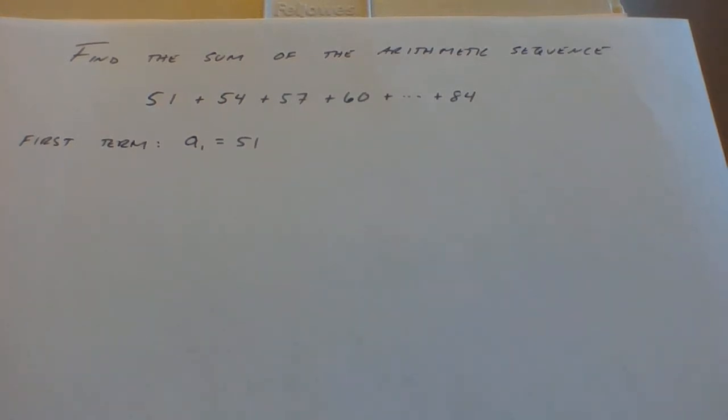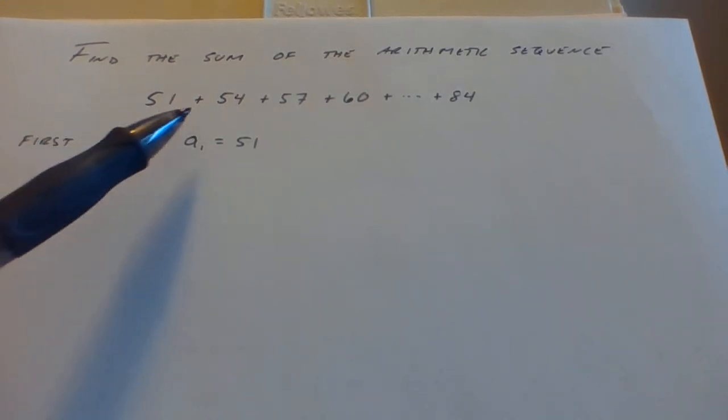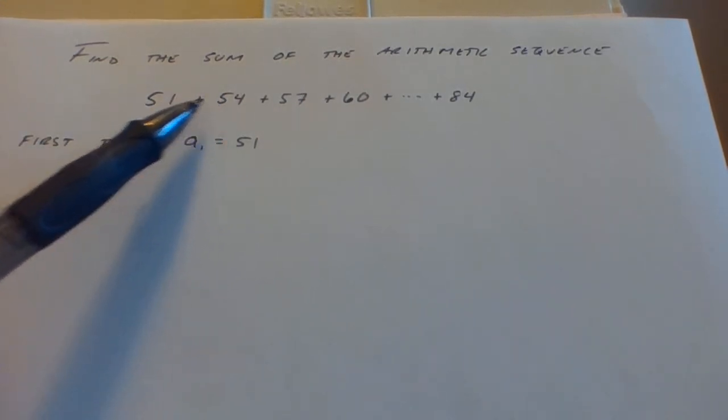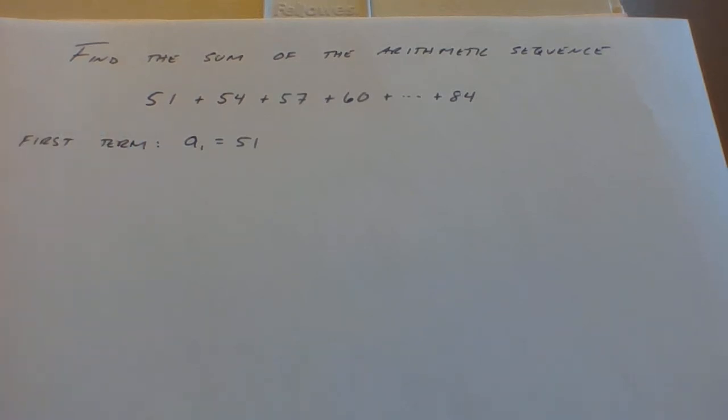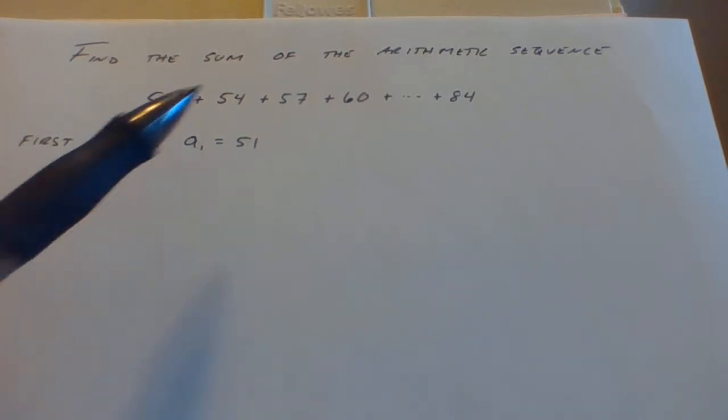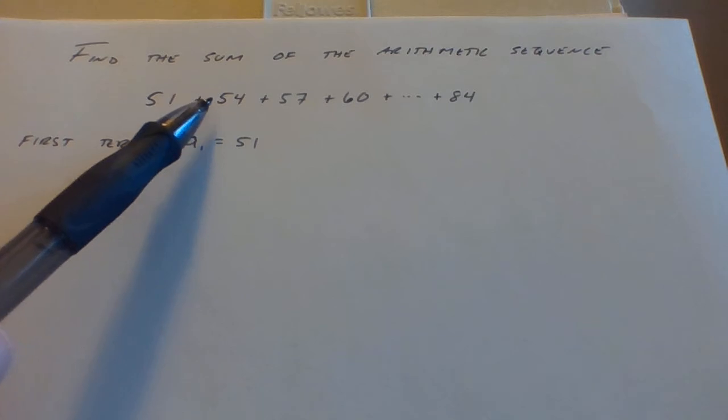We also know our common difference. That's probably an easy piece for us to recognize. The common difference in this example is going to be 3. I can take any two terms and subtract them to get that common difference. So 54 minus 51 is going to give me a difference of 3. The same thing would happen if I chose 57 and subtracted the 54.